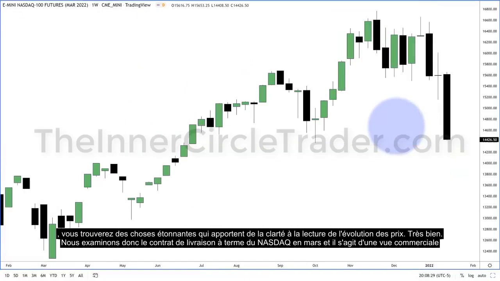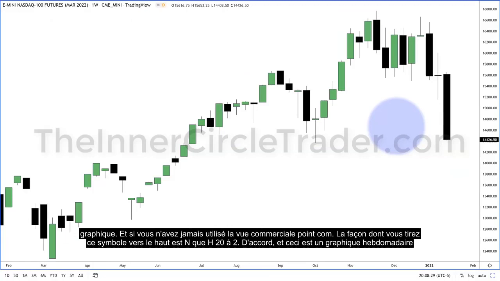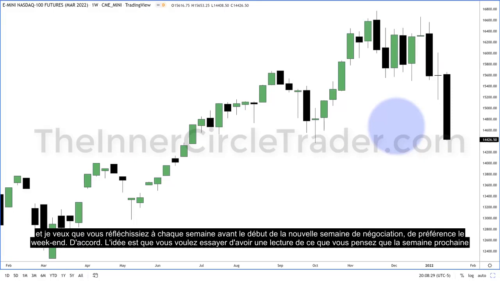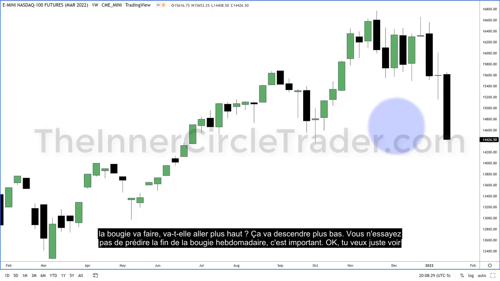All right, so we're looking at the NASDAQ futures March delivery contract, and this is a TradingView chart. And if you've never used TradingView.com, the way you would pull this symbol up is NQH2022, okay? And this is a weekly chart. And I want you to think about each week before the new trading week begins, preferably on the weekend, okay? The idea is you want to try to get a read on what you think that next weekly candle is going to do. Is it going to go higher or is it going to go lower?